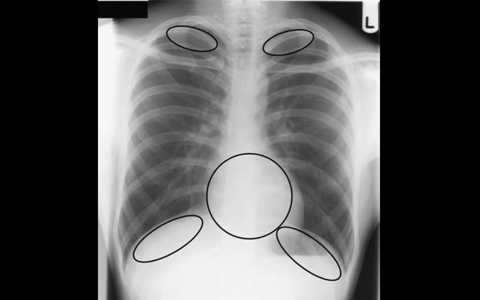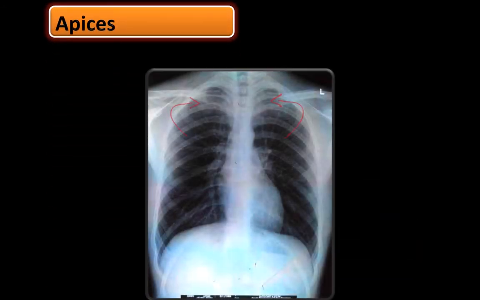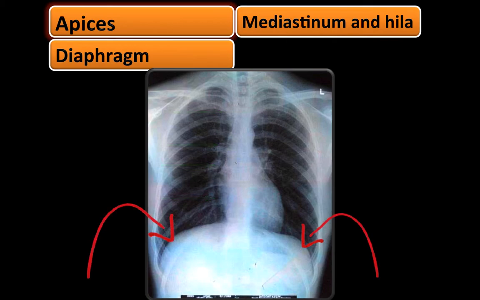So for clinicians, I hope if you look at these hidden areas like Julian Assange, you can discover something for the society, I mean for your patient. Okay, the hidden areas: the apices, as I told you, the mediastinum and hila, and the diaphragm, I mean the subdiaphragmatic areas.